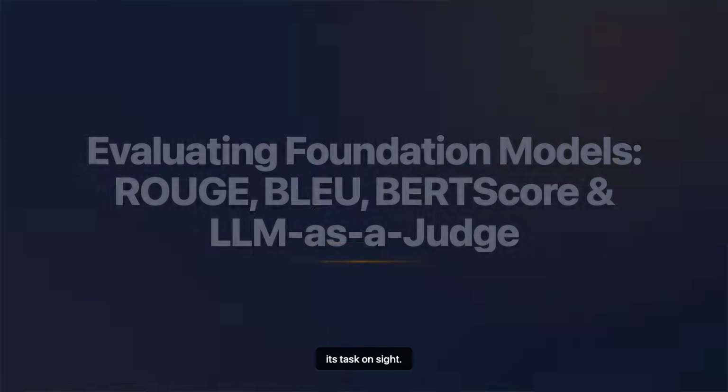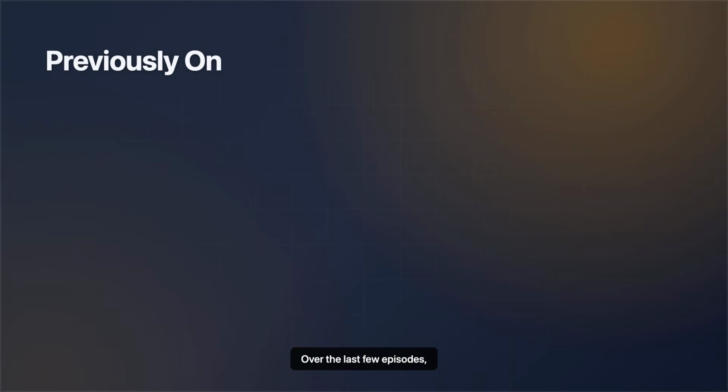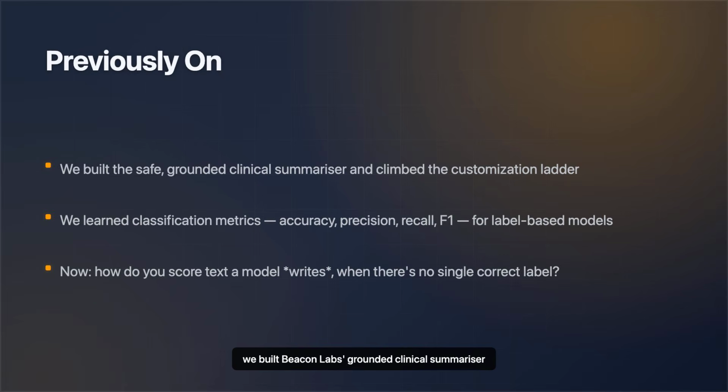Over the last few episodes, we built Beacon Lab's grounded clinical summarizer and climbed the customization ladder to make it behave. And back in episode 4, we worked through the classification metrics, accuracy, precision, recall, and F1 for models that predict a label. But here's the new problem. Those metrics compare a prediction against one known correct answer. When a model writes a summary, there is no single correct answer. So how do you score that?